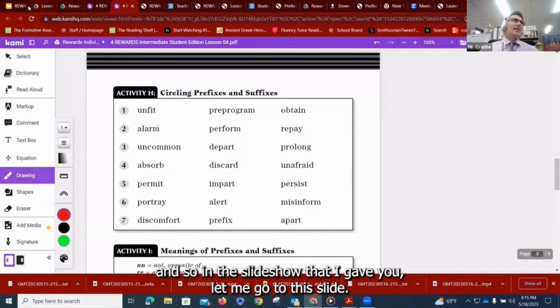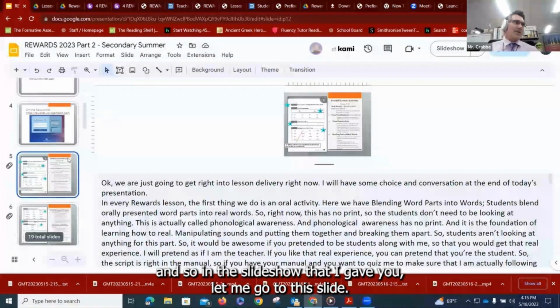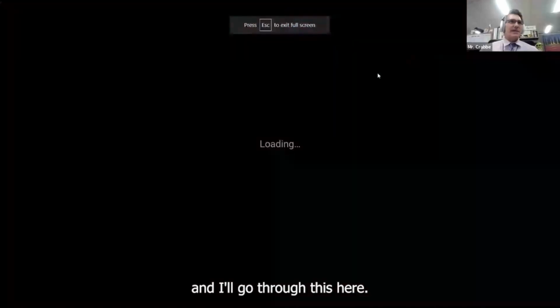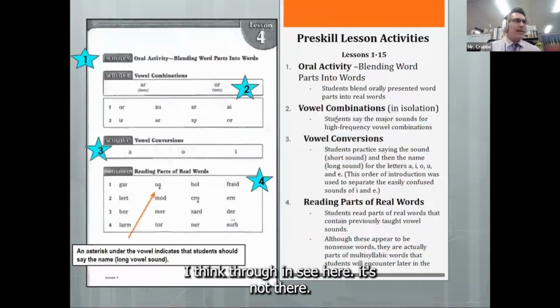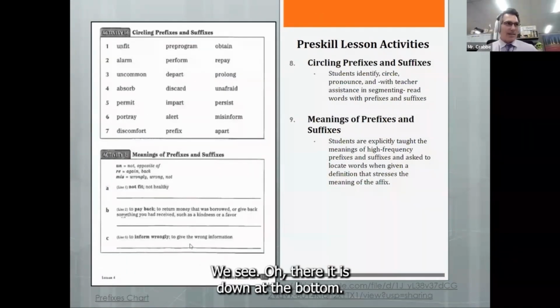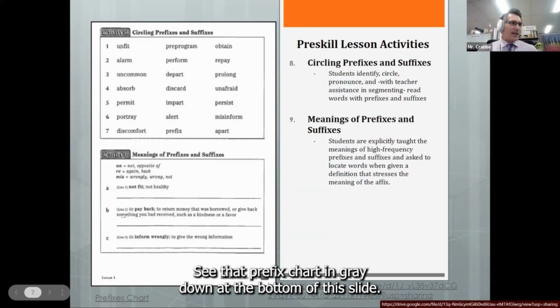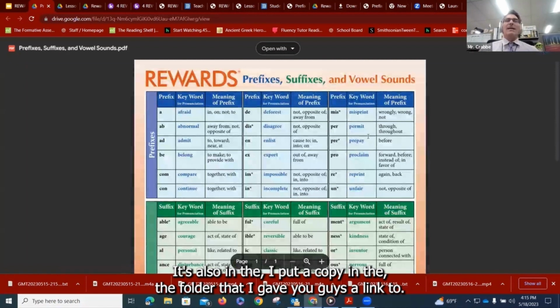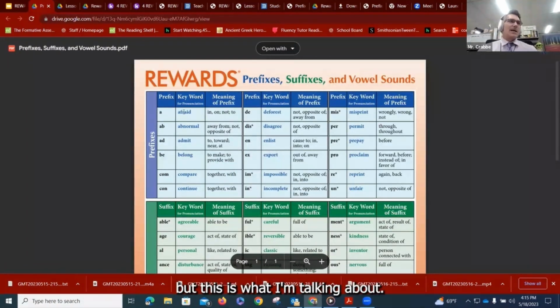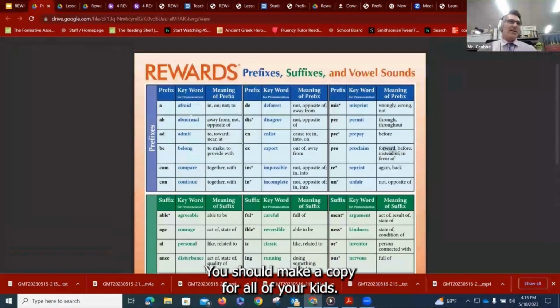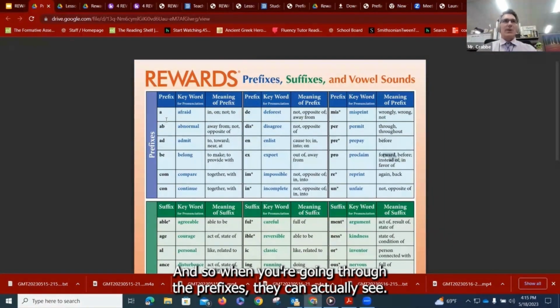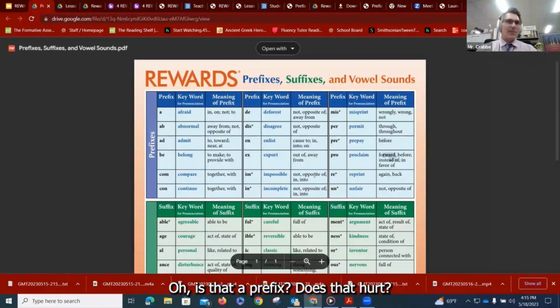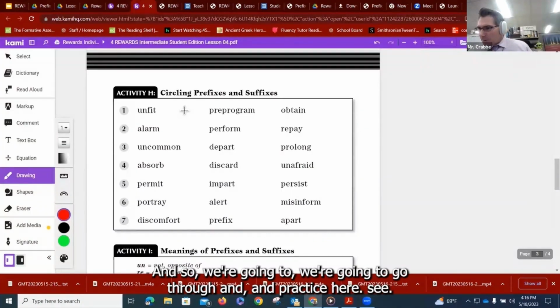And so in the slideshow that I gave you, let me go to this slide. I threw in, let's see here, it's not there. Wait a second. Oh, there it is down at the bottom. See that prefix chart in gray down at the bottom of this slide? It looks like this. I also put a copy in the folder that I gave you guys a link to. But this is what I'm talking about. You should make a copy for all of your kids. That way they can have it beside them. And so when you're going through the prefixes, they can actually see, oh, is that a prefix? Is that? Oh, we're going to go through and practice here.